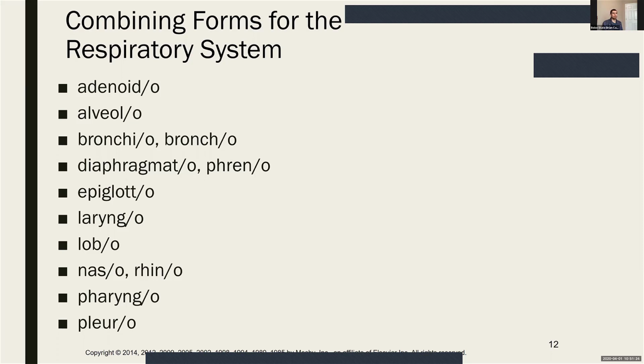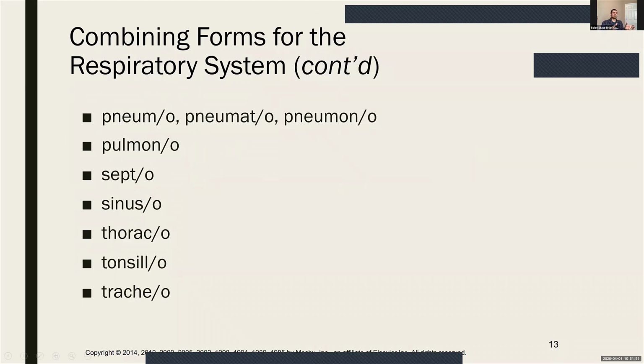Laryngo, just relating to the larynx. Lob or lobo for lobes of the lung, and then naso and rhino, we know that's the nose from previous discussions. Pharyngo, the pharynx, and pleuro relating to the pleural space. The pleural space is outside of the lung, but it is a lining, that visceral lining outside of the lung. So it's basically the Ziploc bag that the lungs sit in. It's that space, and we call that the pleural space.